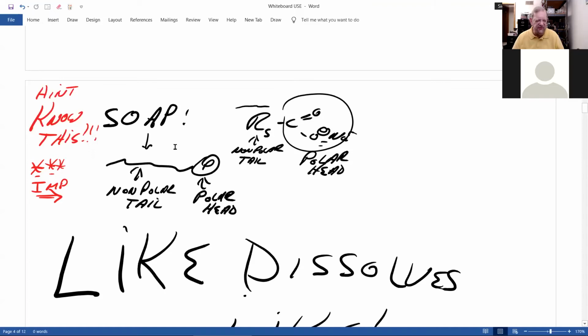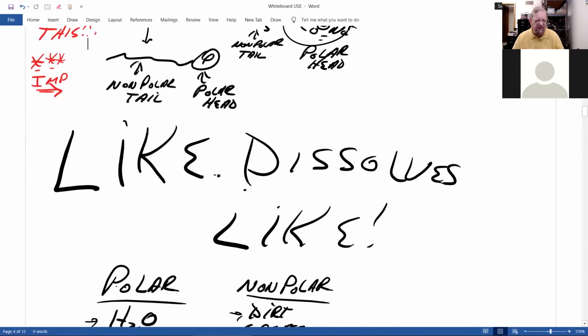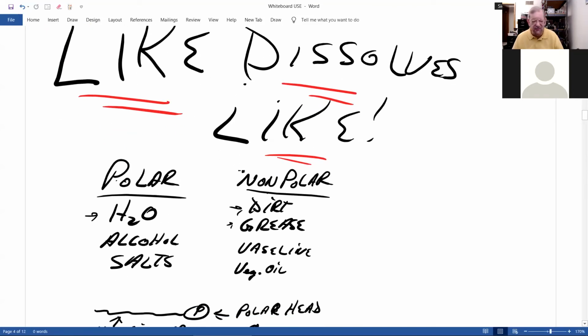All right, what's the structure of soap? Soap has a nonpolar tail and a polar head. The most important thing of how soap works is like dissolves like. This you should know. That's the most important part of the puzzle. That's why I wrote it in super large letters.